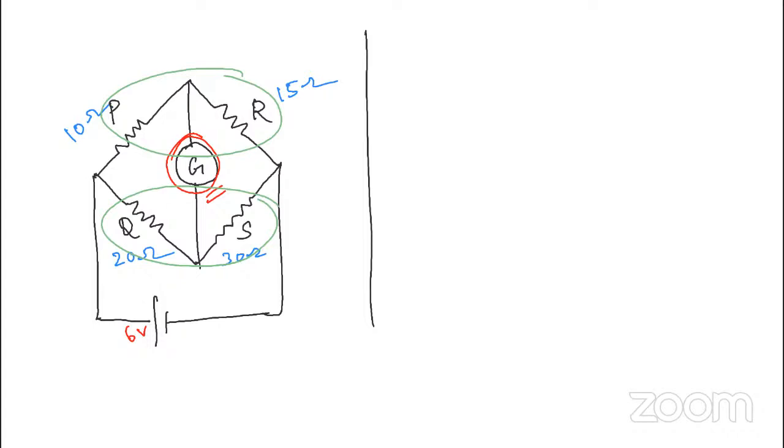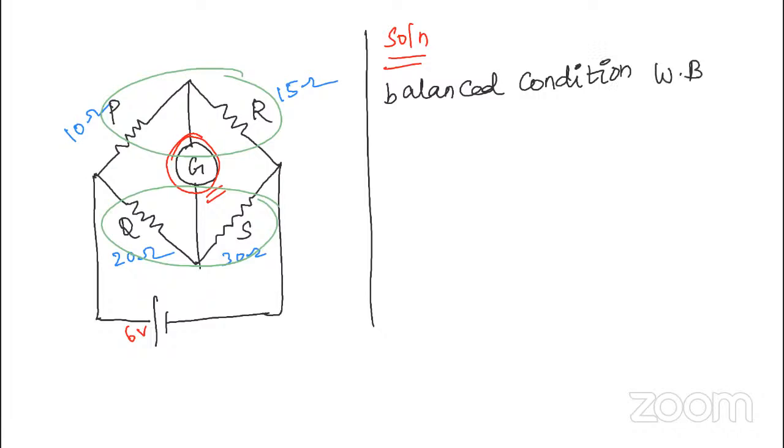We have to check whether the circuit is in a balanced condition or not. So now we check whether it is a balanced condition or not. For that, we can take the balanced condition equation for the Wheatstone bridge. So what is the formula for the balanced condition for the Wheatstone bridge? Okay. So here P by Q is equal to R by S.